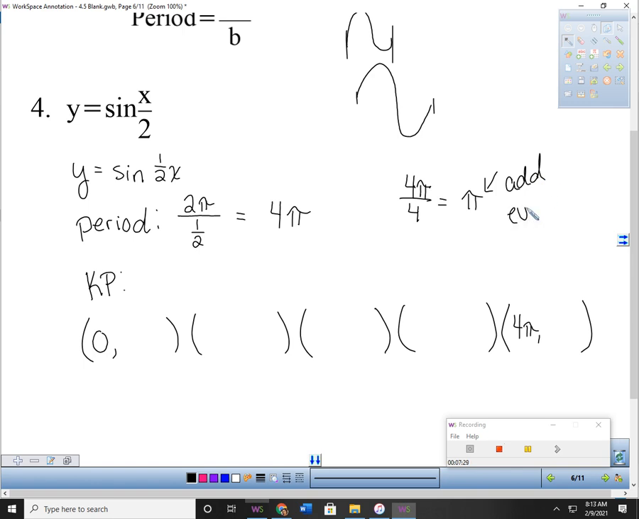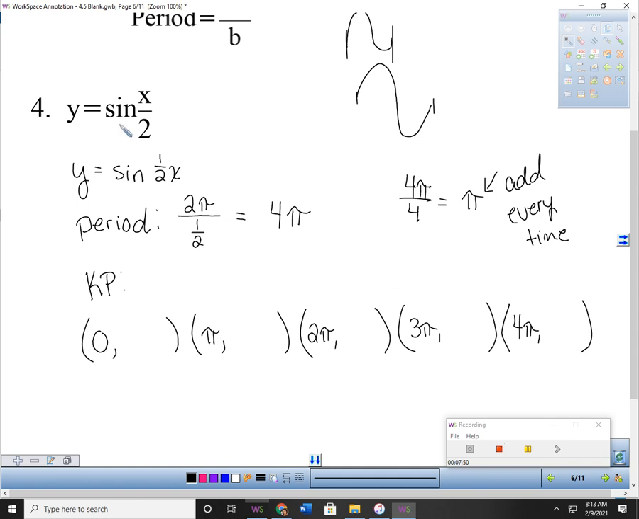every time. So you might want to make yourself a note. So if I take this 0 and I add pi to it, that would be pi. And then if I add another pi, that would be 2 pi. And if I add another pi, that should be 3 pi. And when I add the last pi, that gets me to 4 pi, which is where I should end, right?